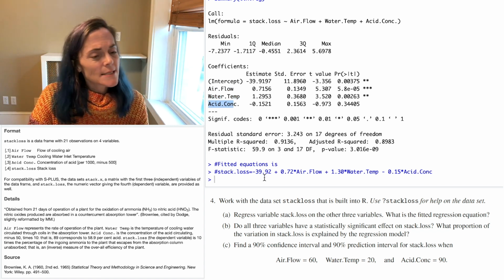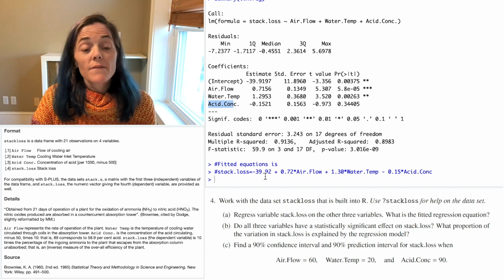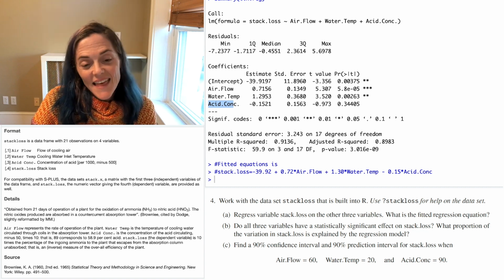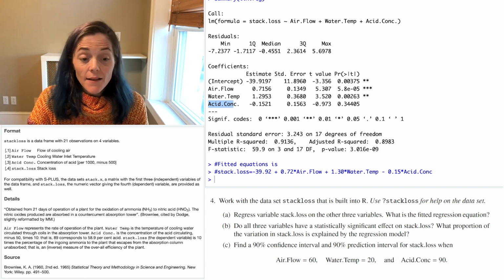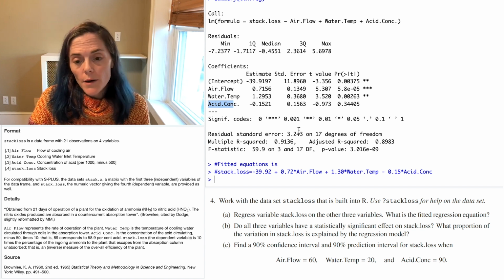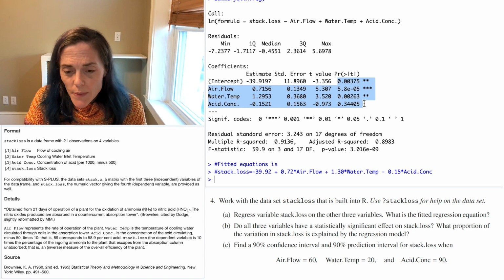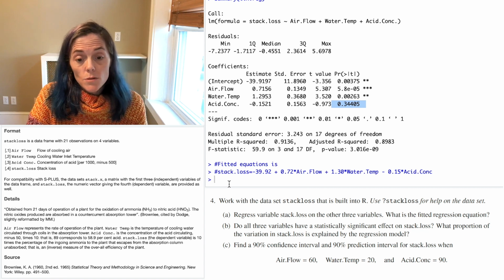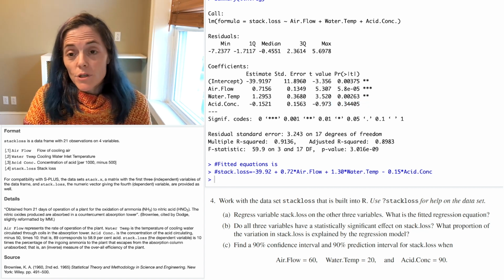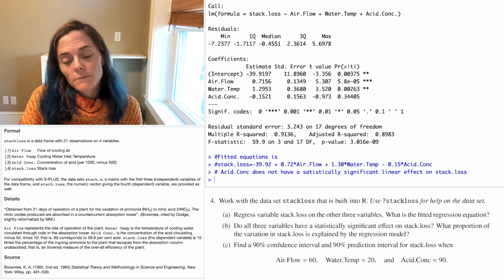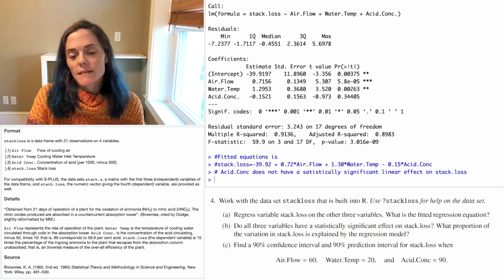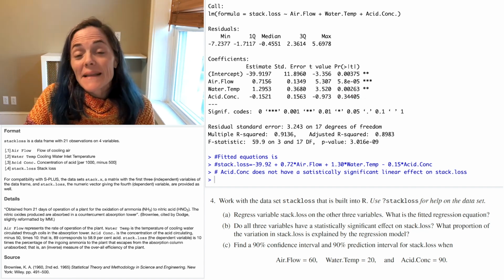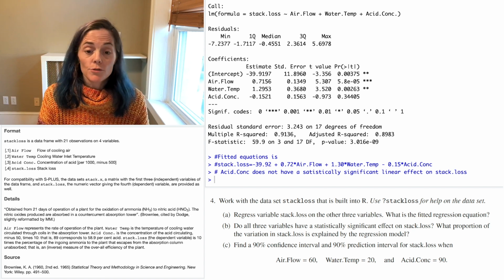All right, next question. Do all three variables have a statistically significant effect on stack loss? And then what proportion of the variation in stack loss is explained by the regression model? Well, if we look over here at these p-values, this one is not statistically significant. So for letter B, my first comment is that acid concentration does not have a statistically significant linear effect on stack loss. It's because of this high p-value, but the other two variables do.